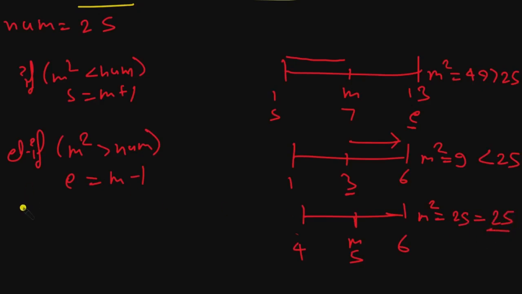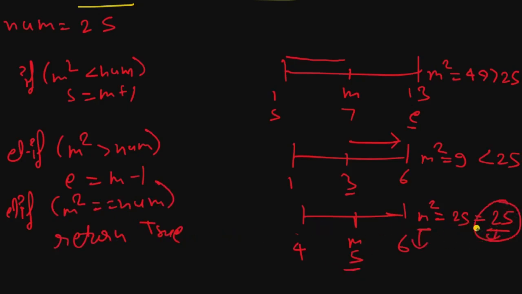So we can write elif m square equal to num, then we will return true, means it is a perfect square. So if m square is equal to num, then yes, there is a perfect square that exists for this number. So if an integer value is a square root of a number, then it is a perfect square. So we can say this m is the perfect square. And the time complexity for this solution will be O of log n.